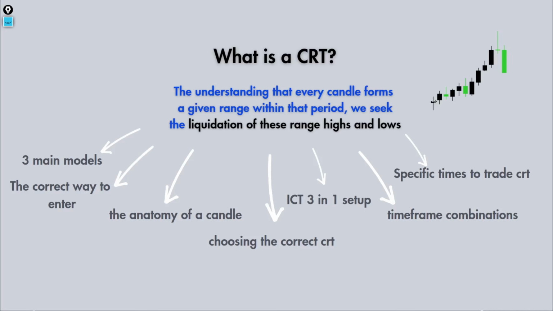The candle range theory is the closest thing to the holy grail in ICT concept. What we need to understand about the candle range theory is that it is the understanding that every candle forms a given range within that period. We seek the liquidation of these range highs and lows.